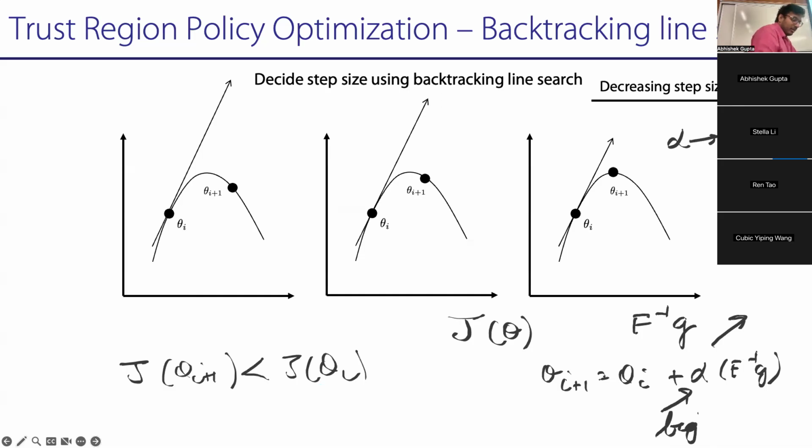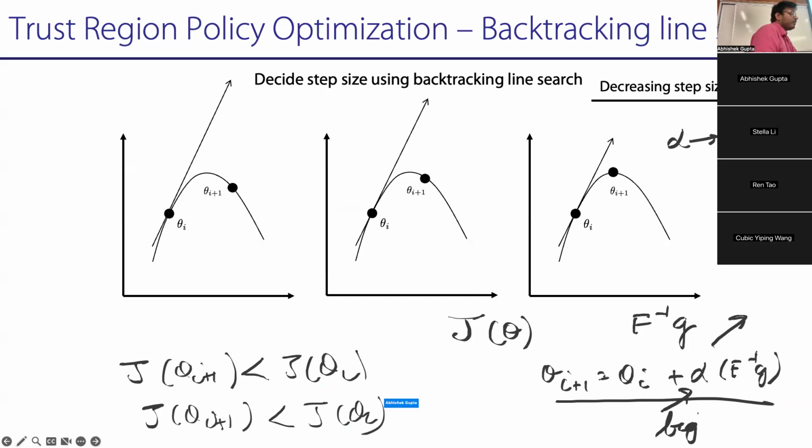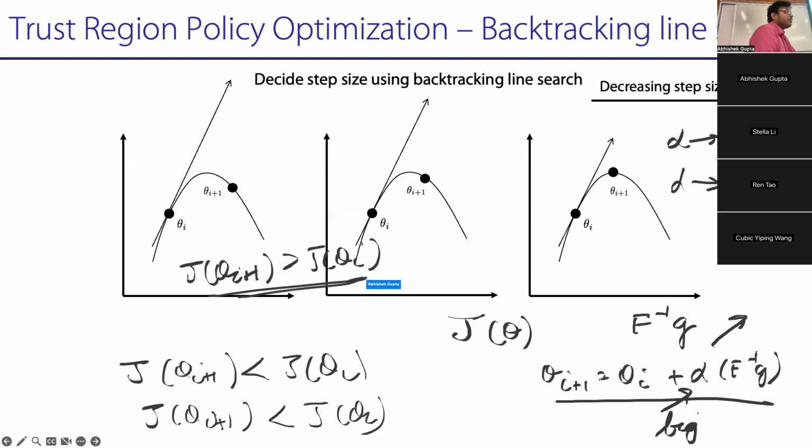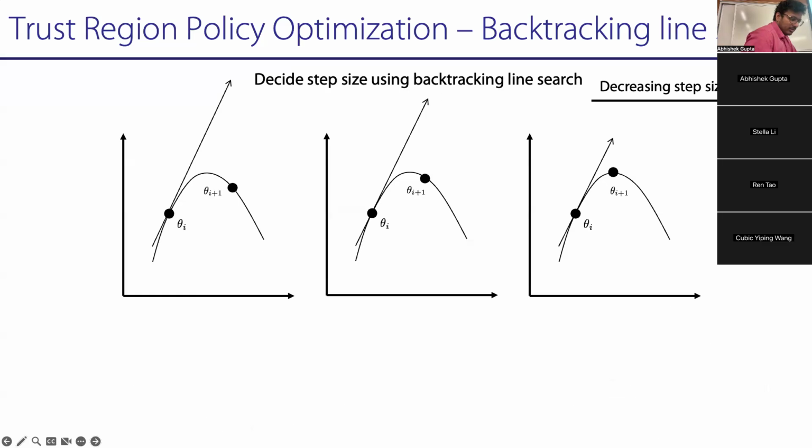So then I've said, okay, now I'm going to take a step, but I'm going to do it with alpha over 2. I'm going to check again, was J theta I plus 1 better or worse than J theta I? And so you keep going until you find that J theta I plus 1 is better. If it wasn't, then I'll half alpha again. And so you keep going until J theta I plus 1 is actually better than J theta I, and then you stop.